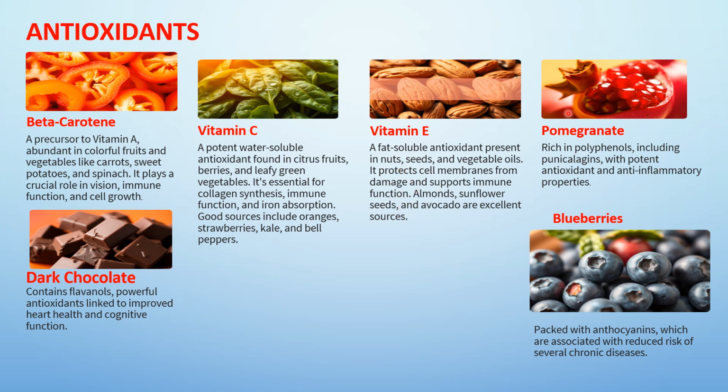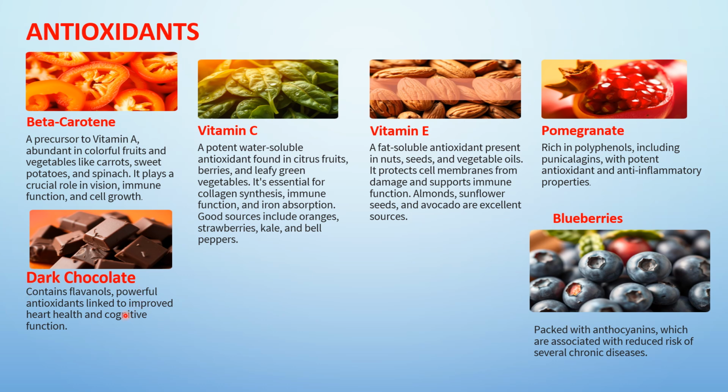Next we will see about pomegranate. It is also an antioxidant. It is rich in polyphenols including punicalagins, and these pomegranates have anti-inflammatory properties also. Next we will see about blueberries. Blueberries are packed with anthocyanin. All the blueberries, the grapes, and also the urad dal with the skin, are packed with anthocyanins. They are very good antioxidants. They reduce the risk of several chronic diseases like heart attack and all.